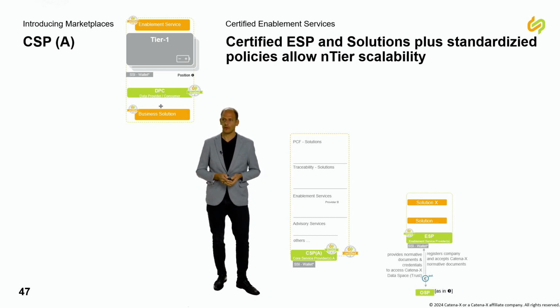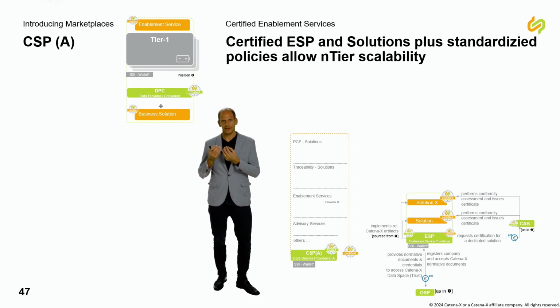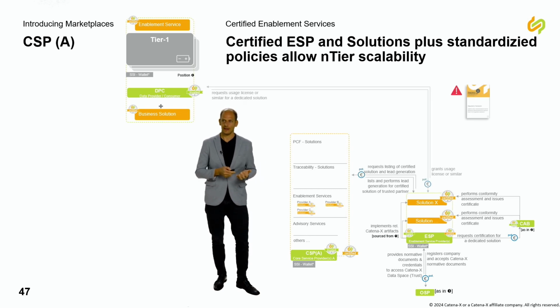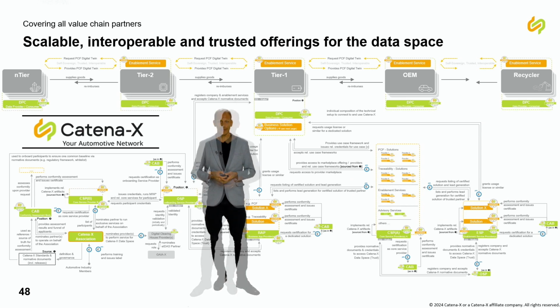And here you can see the same process. You request, you use the standards, you request your certification by the CAB, the Conformity Assessment Body. You get your certificate for each and every service, and then you ask for listing on the marketplace. You get listed there, and finally you can provide and license a similar dedicated solution to the data provider and consumer based on our standards.